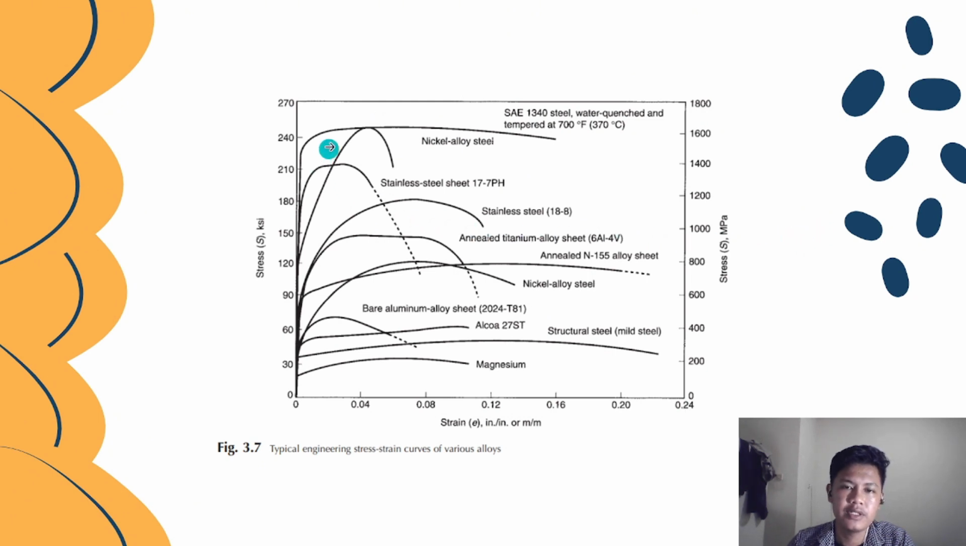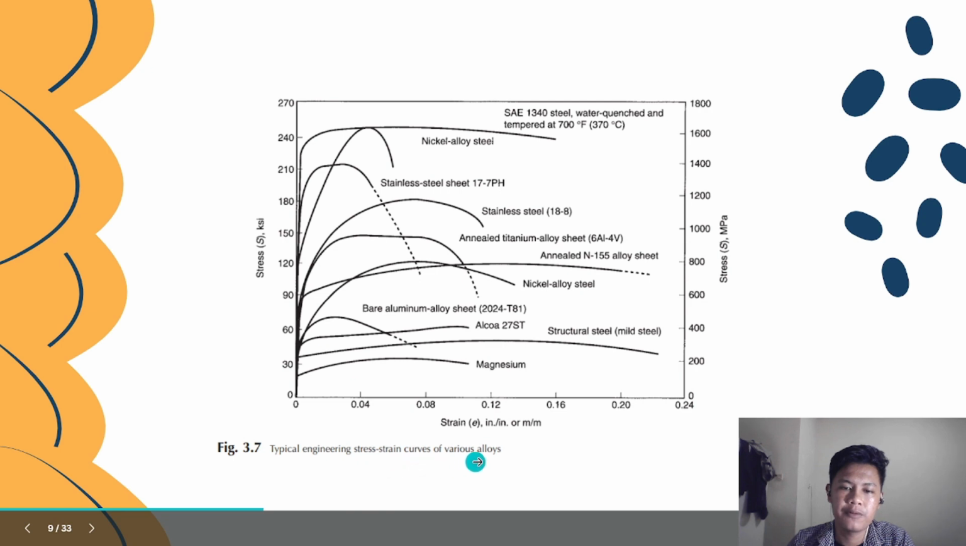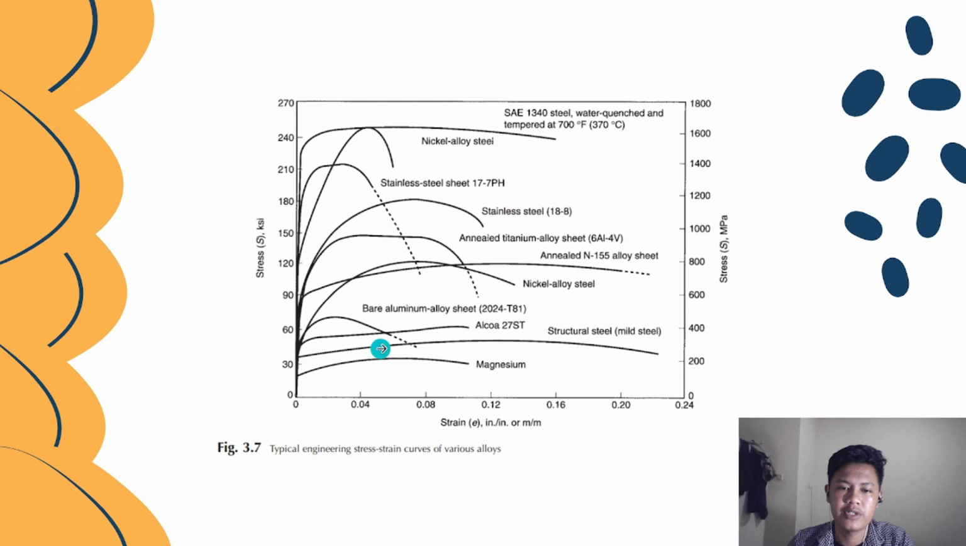Next, we can see here the stress-strain curves of various alloys. You can see the magnesium stress-strain curve, and also bare aluminum alloy, stainless steel sheet, and nickel alloy steel.